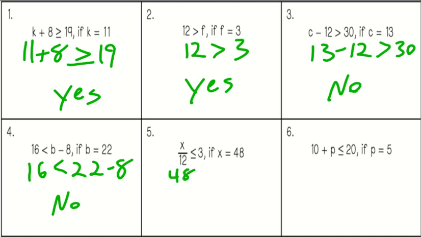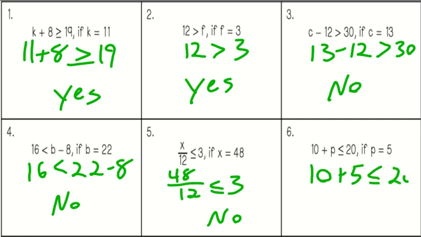We got 48 over 12, which we know is 48 divided by 12. That's 4. Not less than 3. Lily, number 6. That one is a yes. 10 plus 5, less than or equal to 20, so that's a yes. Okay? Everybody good on those? Those aren't so bad. That's the majority of what we'll be working with today, okay?